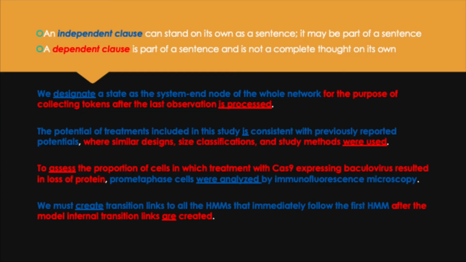This third example has the dependent clause coming first before the independent clause. You'll see that sometimes. To assess the proportion of cells in which treatment with Cas9 expressing baculovirus resulted in loss of protein, prometaphase cells were analyzed by immunofluorescence microscopy. And the fourth example is, we must create transition links to all the HMMs that immediately follow the first HMM after the model internal transition links are created.